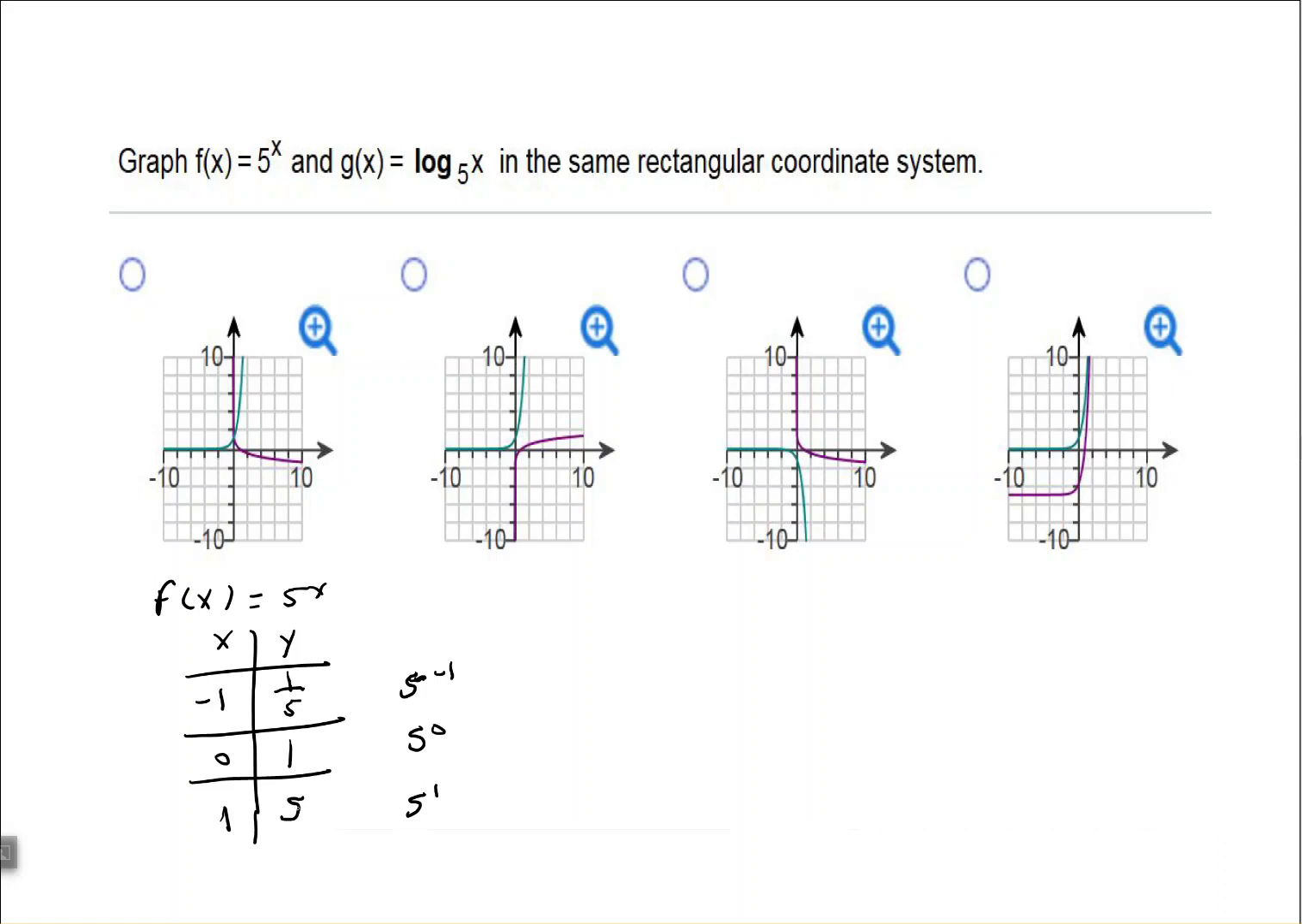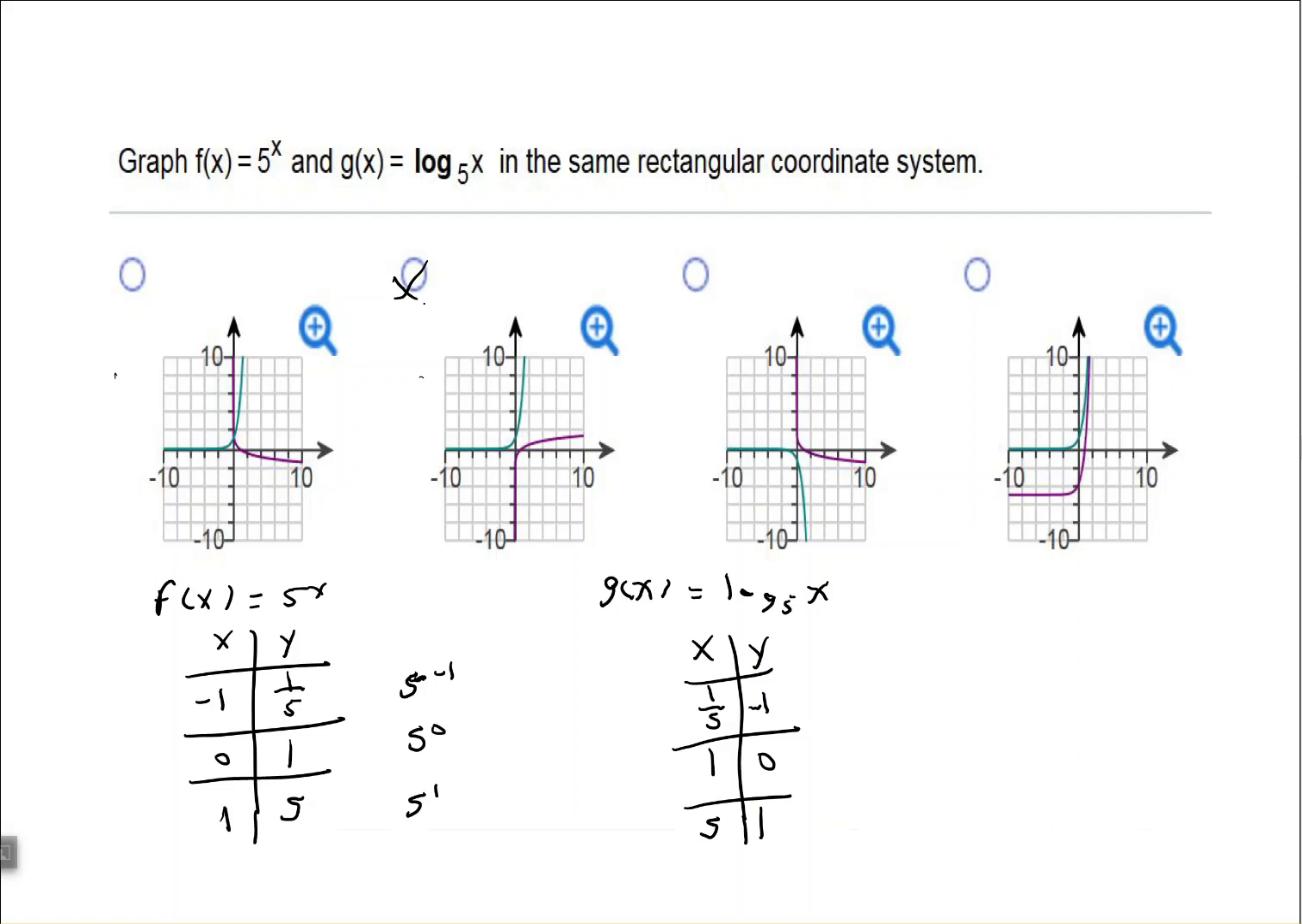Plotting those points, negative 1, 1/5; 0, 1; and 1, 5, I see that that could be either graph A, B, or D, the first, second, or fourth graph. That would be in green there. Now, g of x is log base 5 of x, so I know that this is the inverse of that original exponential graph. So I could just flip-flop the ordered pairs: 1/5, negative 1; 1, 0; and 5, 1. If I look carefully, I'll see that graph number 2 provides the graphs of both of those functions.